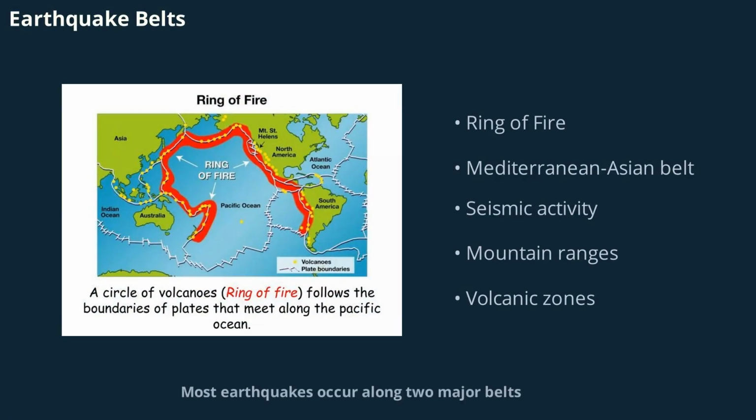Most earthquakes occur along two major belts: the Circum-Pacific Belt, or Ring of Fire, and the Mediterranean-Asian Belt. The Ring of Fire encircles the Pacific Ocean, accounting for 80% of earthquake energy. The Mediterranean-Asian Belt passes through Europe, North Africa, and Asia, contributing 15% of global earthquake energy.